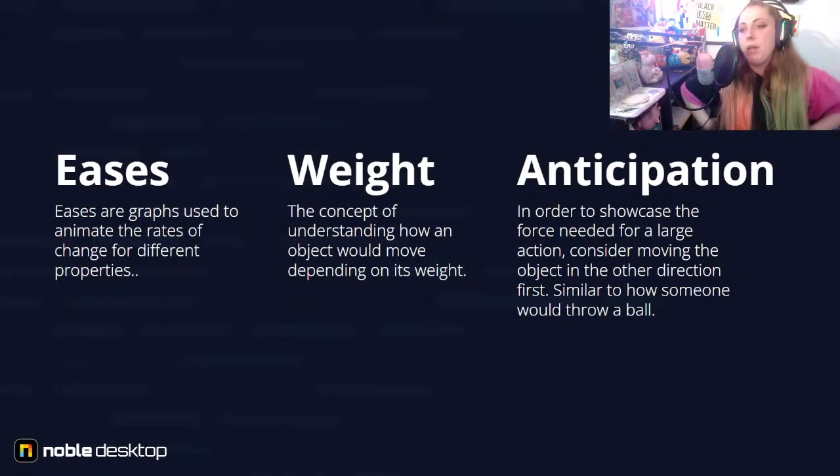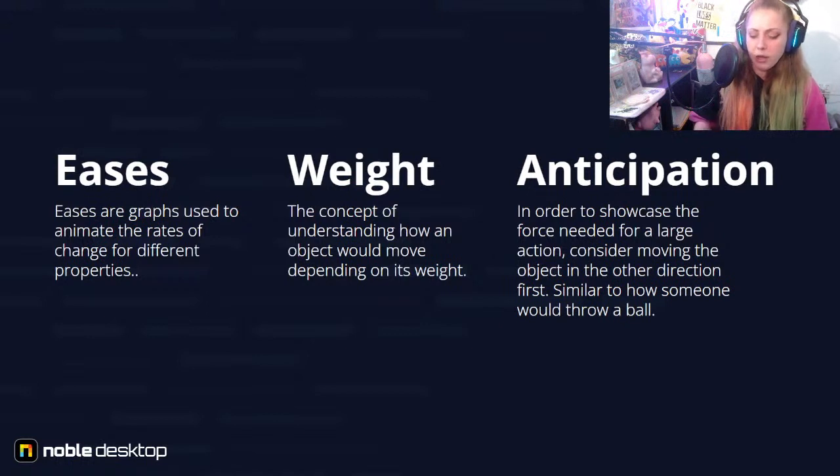Anyway, eases are graphs used to animate the rate of change of different properties, so you definitely want to be mindful of that. Think about how that's going to have a visual impact on the content you're working on. How is the visual impact going to be applied? It's very similar to your spacing as well. Is it coming in quickly, and in the middle it's a bit slower, etc.